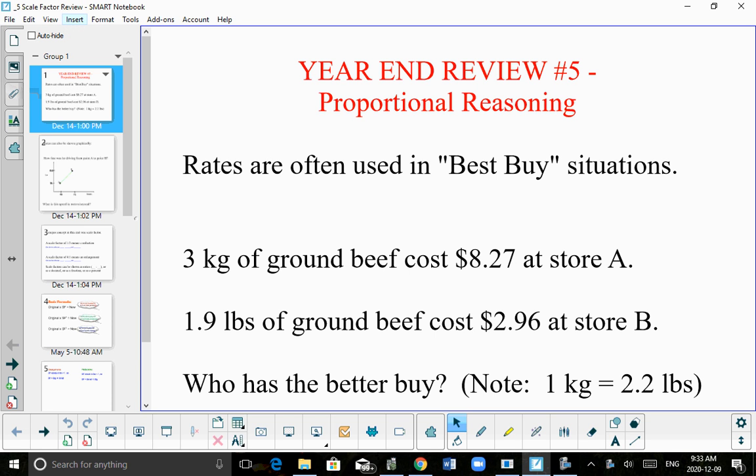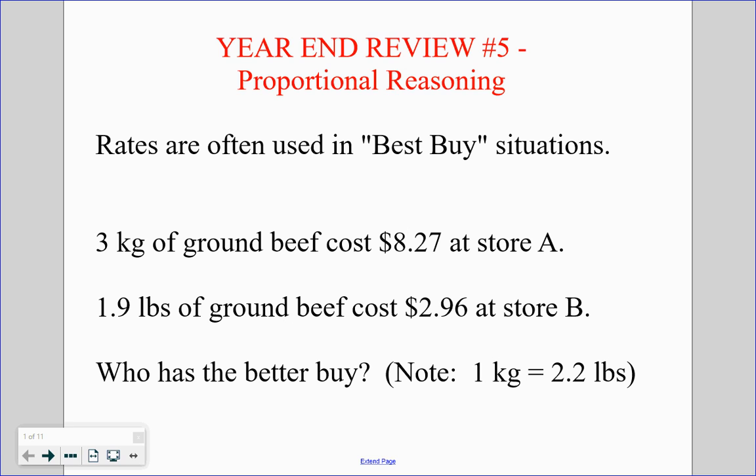Okay, everyone, we are going to look at our year-end review number 5, and we're going to look at the unit of proportional reasoning. So we did a couple different things in this unit. We started talking about best buys, and we looked at unit rates and proportions, and then we moved into the concept of scale factor. So we're just going to go through and review those main concepts, and again, hopefully this refreshes your mind. So rates are often used in best buy situations.